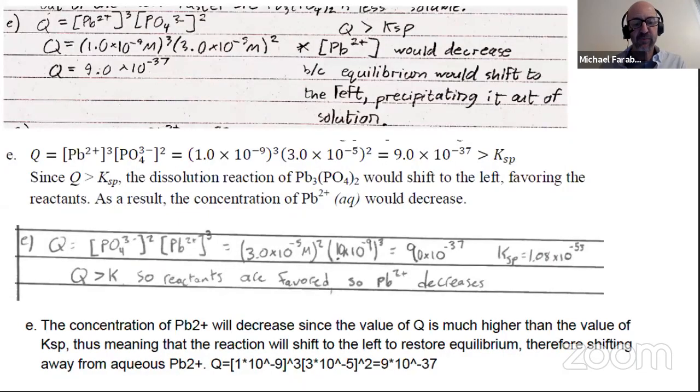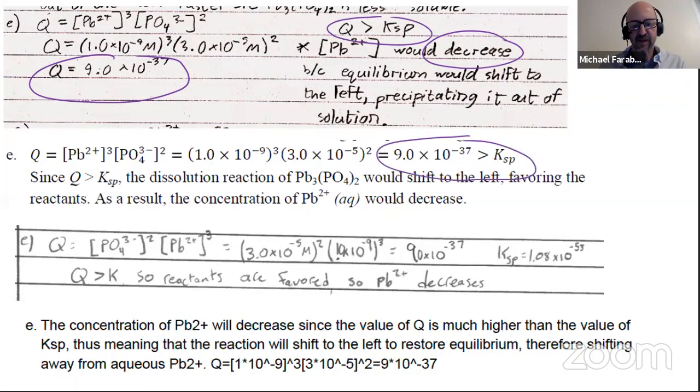All right, here we have some sample student answers, both written and typed. Q is greater than KSP. Here they do the math. Therefore, the concentration of lead would decrease. Okay, here they do the math. They say this is greater than KSP. Concentration of lead would decrease. Okay, there's the math. Q is greater than KSP, so the lead decreases.